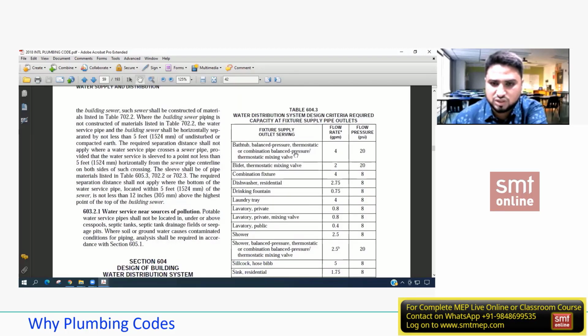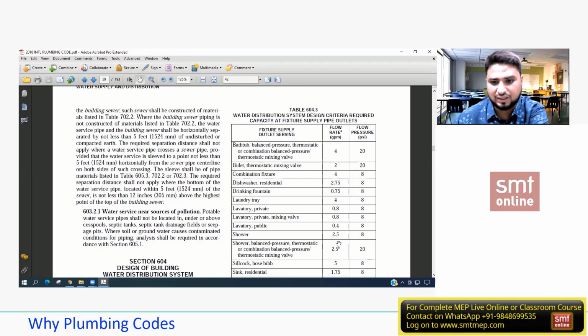That means this fixture demands this much GPM, or Q, and this much pressure to work in a proper manner. If not, then it's not working properly, which means it's not giving the full efficiency it was designed for. For example, a shower demands 2.5 gallons of water per minute.